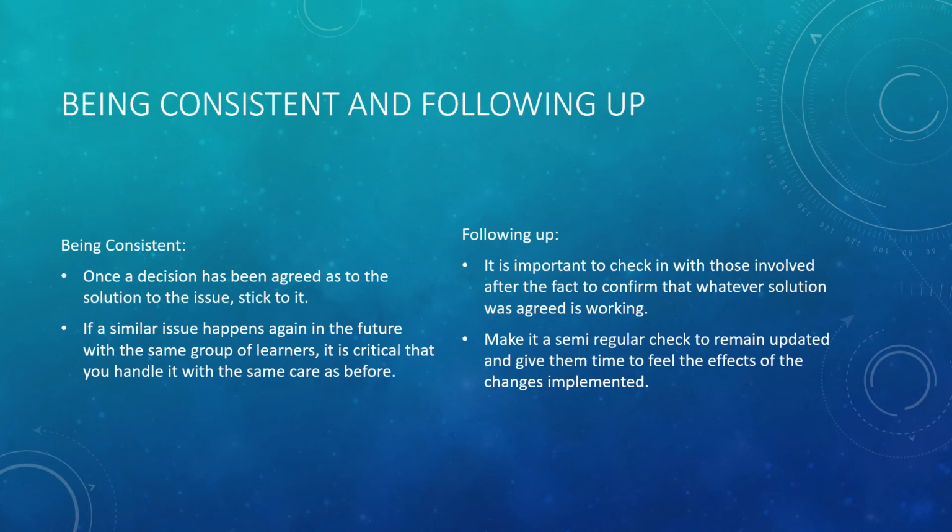Next stage is being consistent and following up. So the decision's been made and it's been agreed to. The key is now to stick with it. So this is being consistent. You have to be consistent with this. If an issue happens again in the future, you have to handle it with the same care and the same attention as you did the previous ones. If you don't handle things consistently, you will be seen to have favoritism. You will be seen to be unfairly treating other members of the group. So it's critical that you treat everyone equally and you handle everything in the same way.